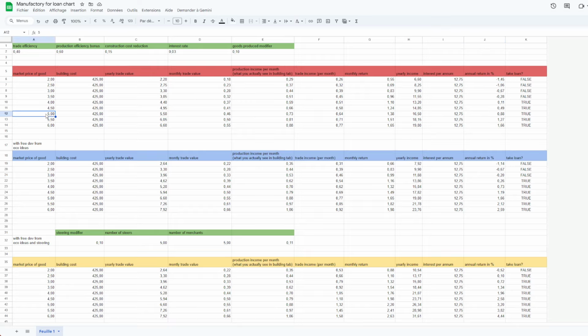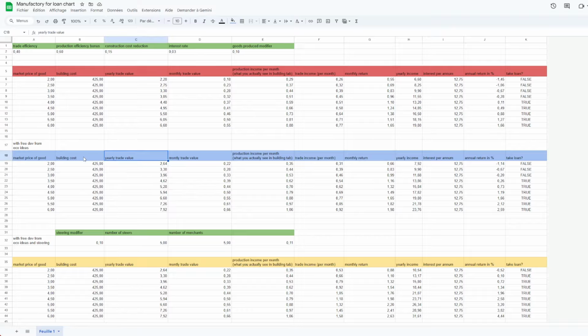However, you can see that if you build in like a paper province with 5 price in the market, you actually make more money than what the interest rate costs you. So it's a good idea to take the loan. Of course, you will have the inflation, but in terms of just pure ducats, it's gonna be worth it.